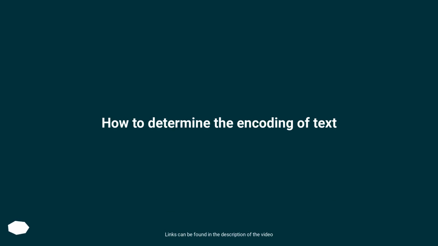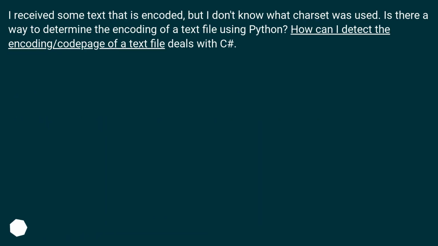How to determine the encoding of text. I received some text that is encoded, but I don't know what charset was used. Is there a way to determine the encoding of a text file using Python? How can I detect the encoding/code page of a text file deals with C#?